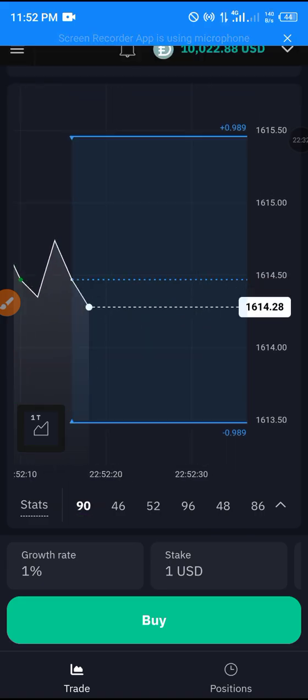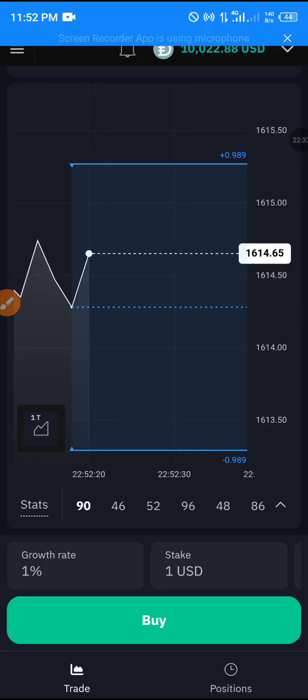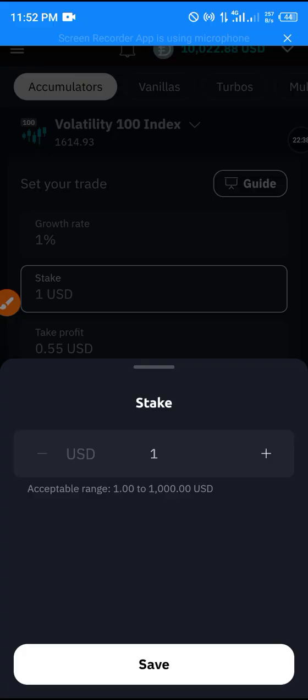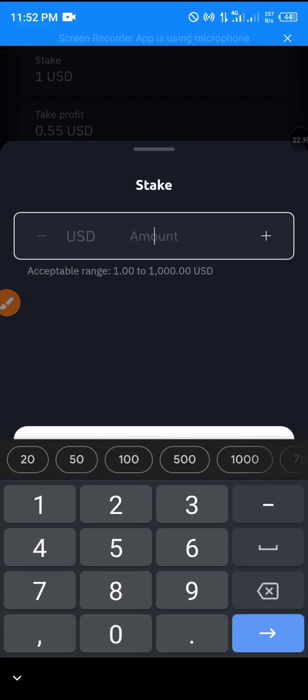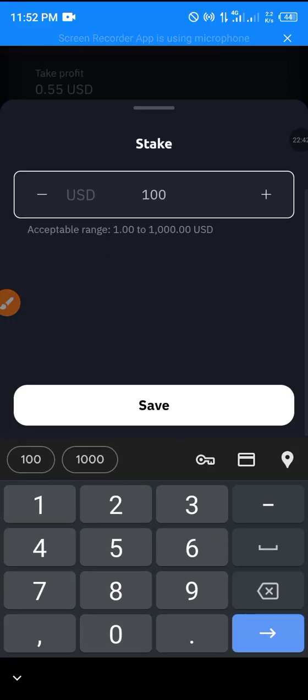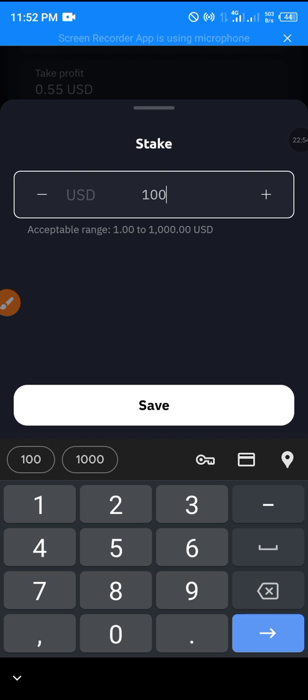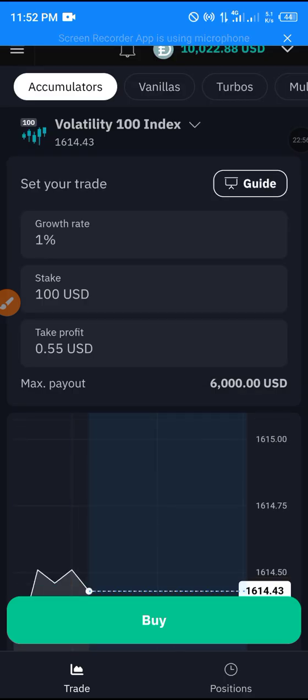So that is why it is advisable for you to go with a kind of good amount of money, like 100, or even 10, or even 20, or even a kind of 5, that kind of thing. But one thing in crypto is that the higher the amount, the higher the profit.